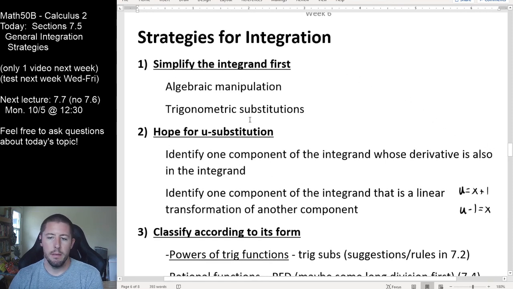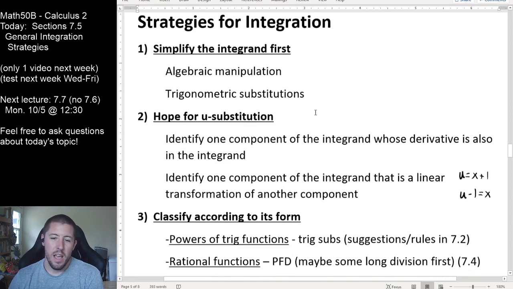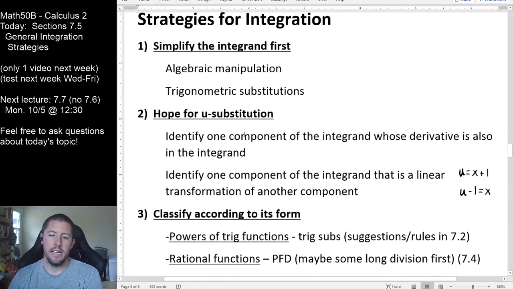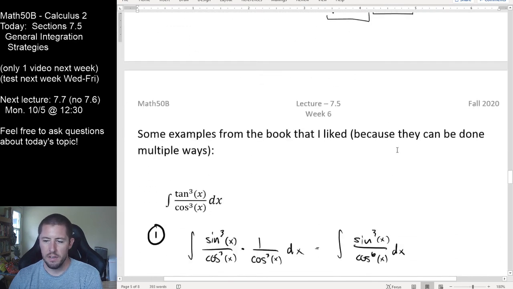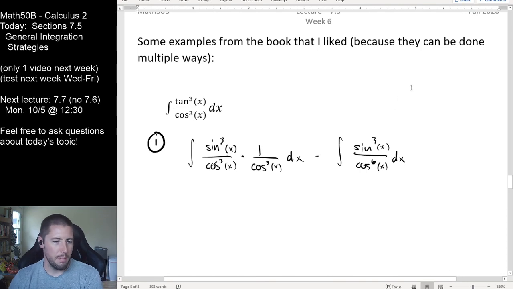I have already done some efforts, for example, I've already basically done step 1. I just did some trigonometric substitutions there. As I said many times in yesterday's video, I don't know if it's helped me yet, but I did some. I'm going to hope for a u substitution. I want to identify one component of the integrand whose derivative is also in the integrand, and we go down to ask ourselves, do we have one component where the other component is also in there?